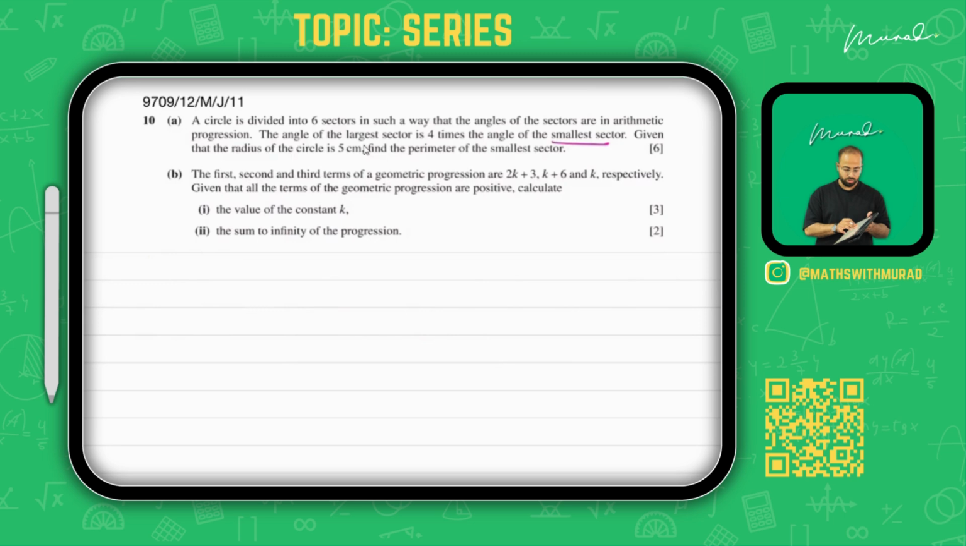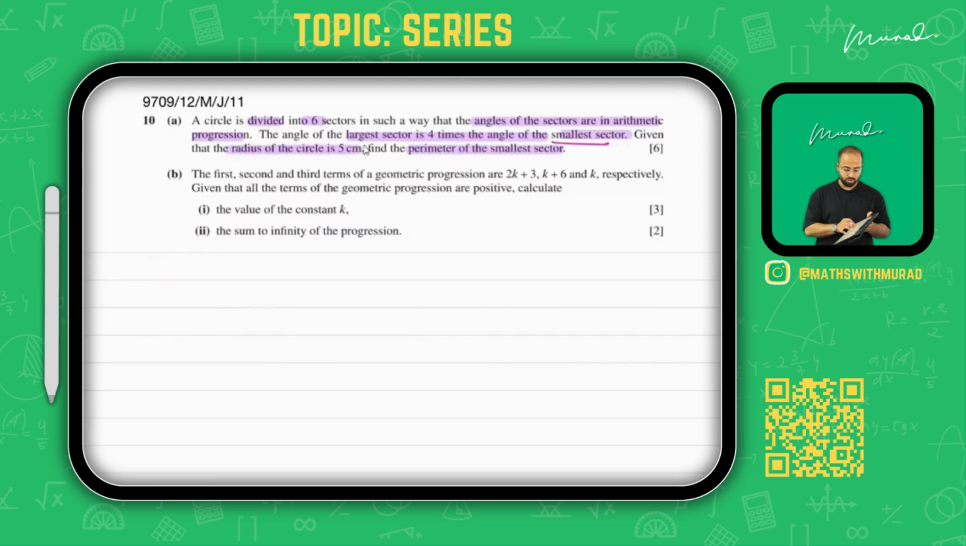See, what is happening right now is that I'm going to read out some information for you guys. A circle is divided into 6 sectors in such a way that the angles of the sectors are in arithmetic progression. This is already giving you some information. Yes, this is an arithmetic progression. The angle of the largest sector is 4 times the angle of the smallest sector. Now, this is the main information. Given the radius of the circle is 5 centimeters, find the perimeter of the smaller sector.